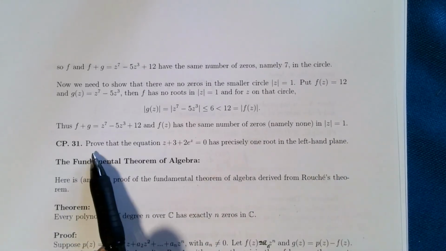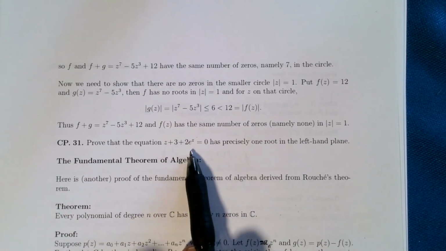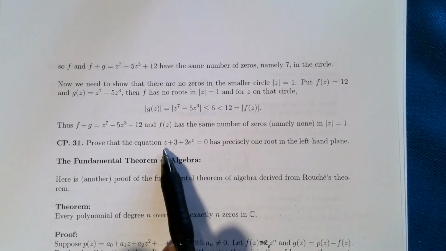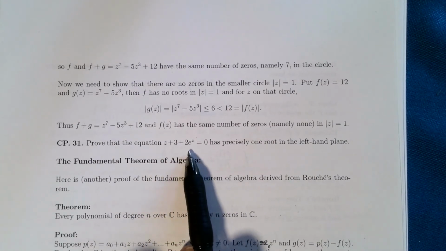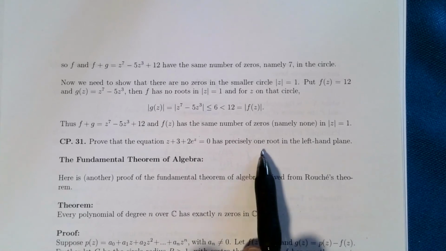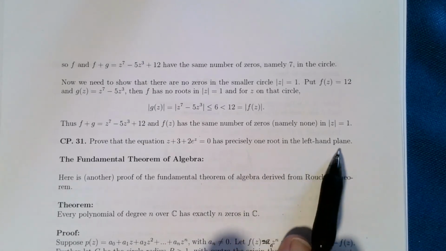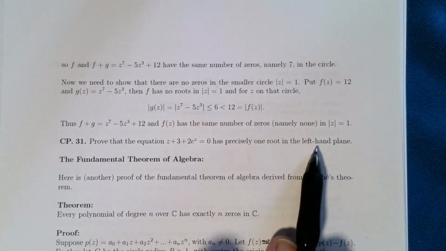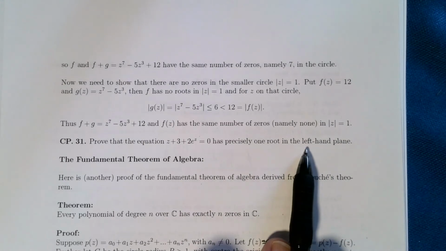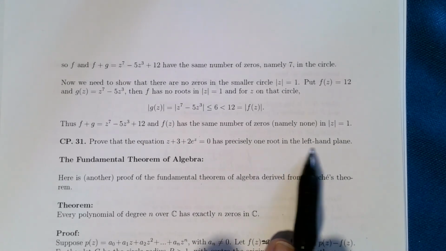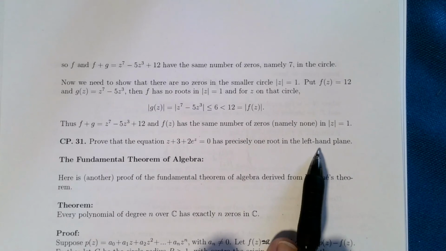Little challenge problem to play with. We want to prove the equation. This works not just for polynomials, but we can do this for all sorts of things. So you want to prove this equation, z plus 3 plus 2e to the z equals 0, has precisely one root in the left-hand plane. You need to think a little bit about how you're going to deal with the left-hand plane. Probably one should look at a semicircle.